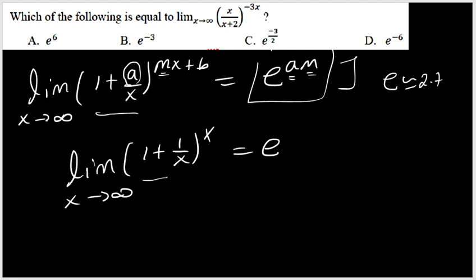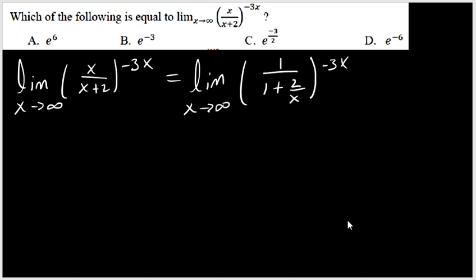So let us try to simplify what is given to us here. The given function is the limit of x over x plus 2, the whole to the power of negative 3x, as x goes to infinity. What we can do is divide each term by x. x over x will give us 1, and again x over x will give us 1 in the denominator. 2 over x will remain as it is.